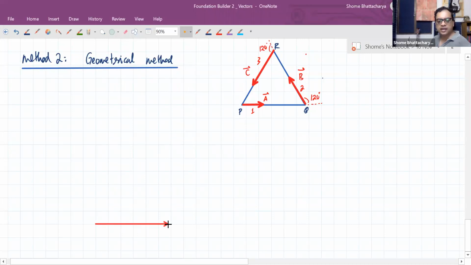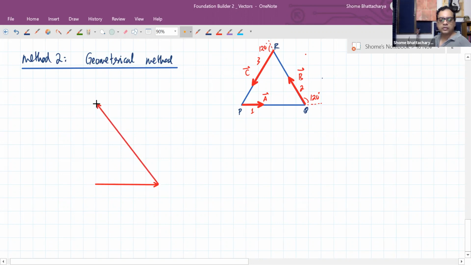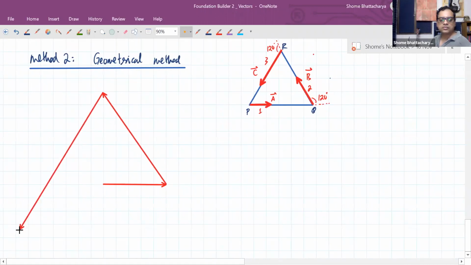So I'll make a slightly larger diagram than that one, but the idea is the same. So A is a vector of magnitude 1, suppose, so it will be like this. So in comparison, B will be longer, but at 120 degrees. So something like this. Okay. And in comparison, C will be even longer because it's of magnitude 3 units. So let's say C is somewhere here. So these are the vectors drawn head to tail.